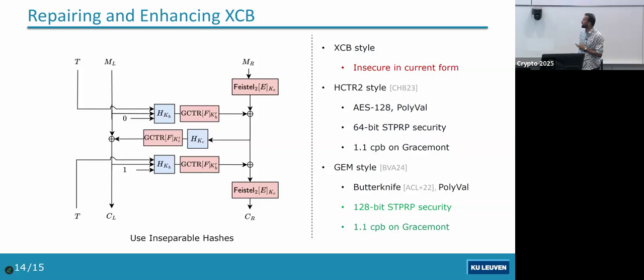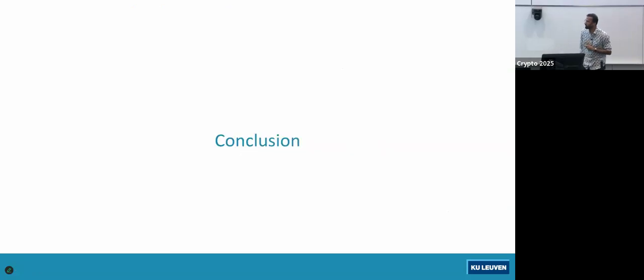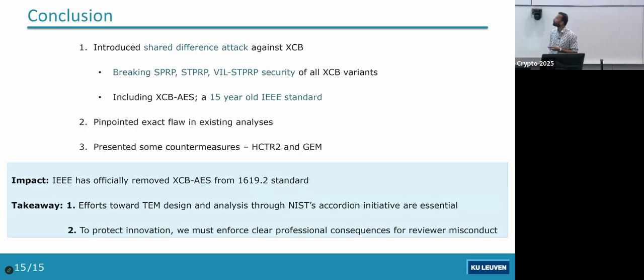And if you use a dedicated primitive like butter knife, which is also based on AES internals, you can even recover back the performance, giving you the double security for free. So to conclude, in this work, we proposed an attack on all XCB variants, breaking them for all different security notions, and also pinpointed the exact flaw in the existing analysis. We also presented some countermeasures like the JAM design strategy. And as an impact of this work, IEEE has officially removed XCB AES from the standard.